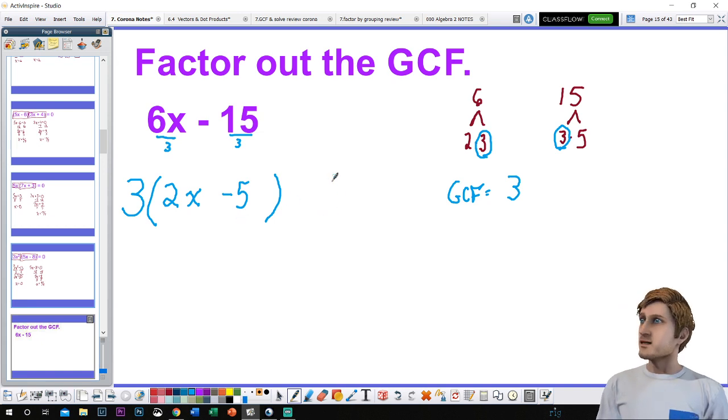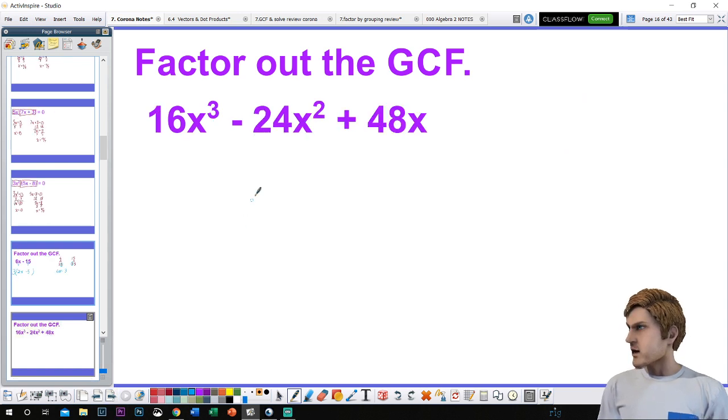Now if this had been equal to 0, I would set each of those equal to 0 and solve. Since there's no equal to 0, all I'm doing is factoring out that GCF. Alright, this one is a little trickier. I see that I've got no exponent there, so of course I'm going to put a 1.